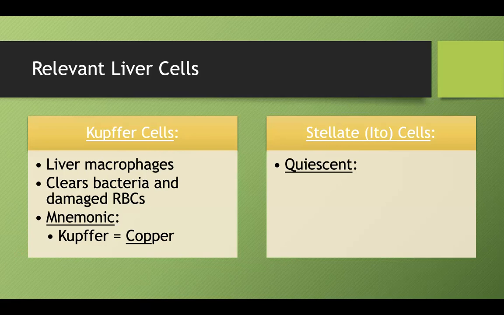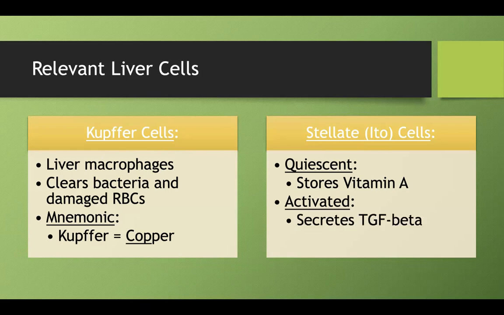Stellate or Ito cells are probably the most high yield cell you have to know in the liver. When they're not doing anything, where they're kind of inactivated in their dormant phase, they help store vitamin A, but their real function or their real clinical relevance for our purposes is that when these stellate cells or Ito cells become activated, they like to secrete a compound called TGF beta. And TGF beta is known to cause fibrosis. So this can lead to hepatic fibrosis, which can in turn lead to cirrhosis and all of the complications associated with cirrhosis.